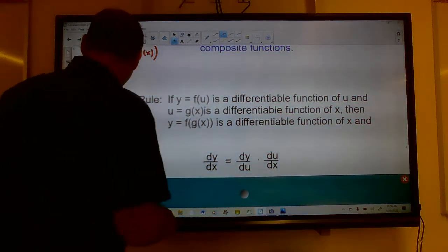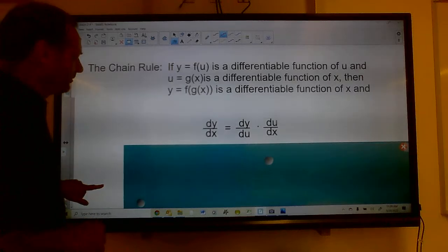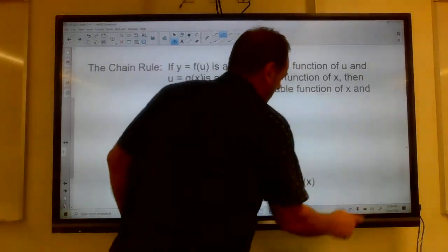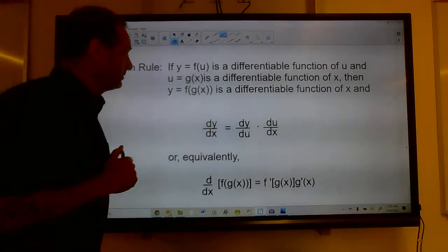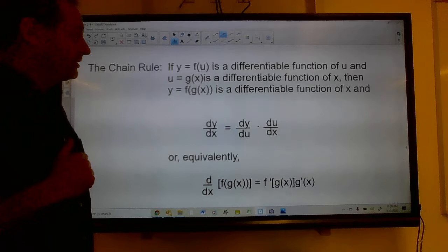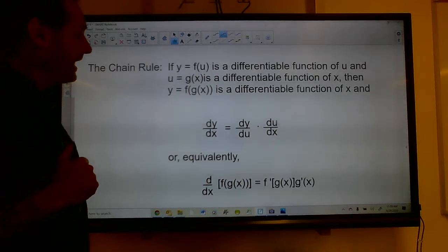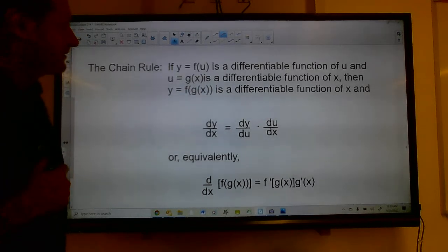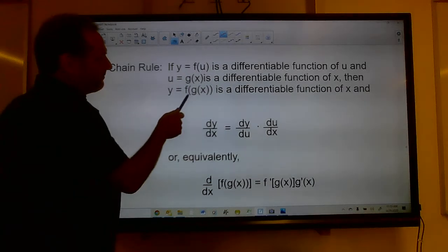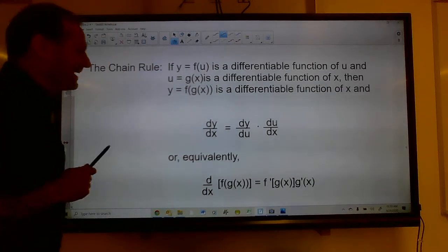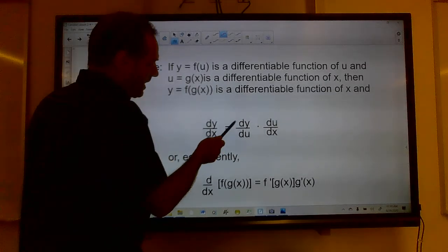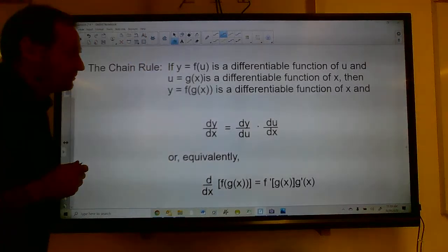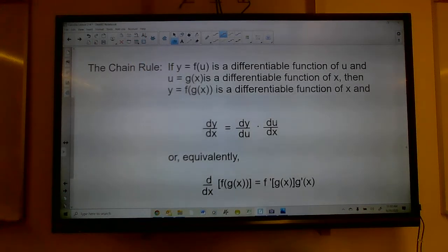Here's the definition of the chain rule. If y equals f of u is a differentiable function of u, and u equals g of x is a differentiable function of x, then y equals f of g of x is a differentiable function of x, and the following is true. The derivative of y with respect to x is the derivative of y with respect to u times the derivative of u with respect to x. That's confusing for most people to follow.